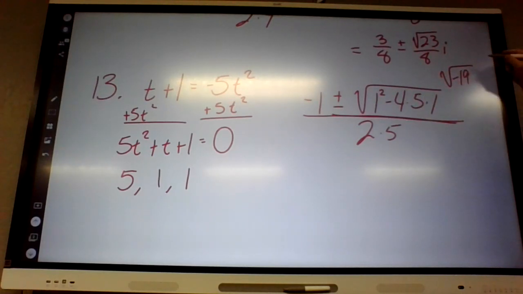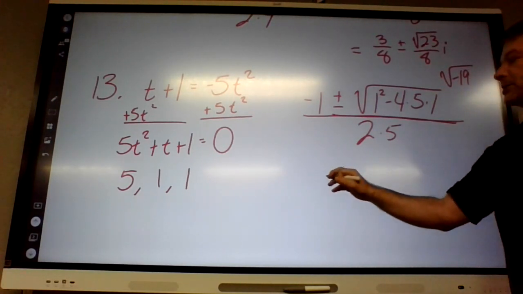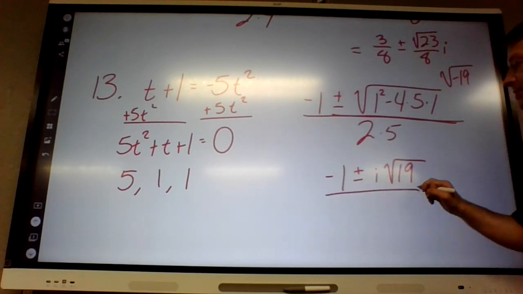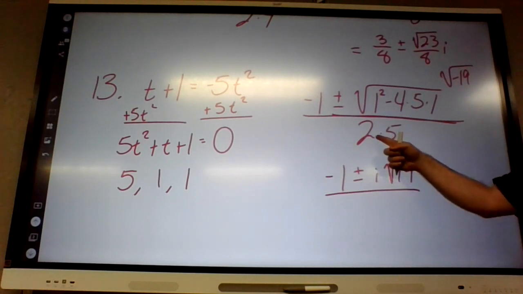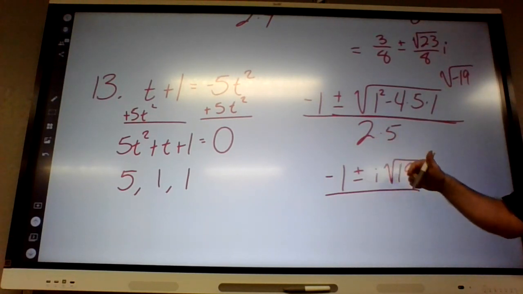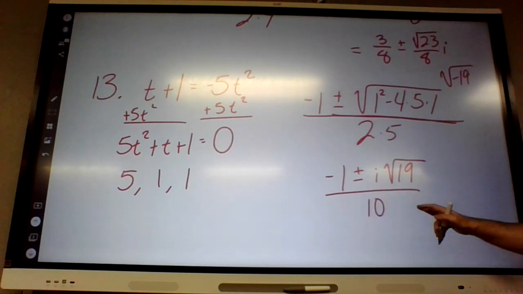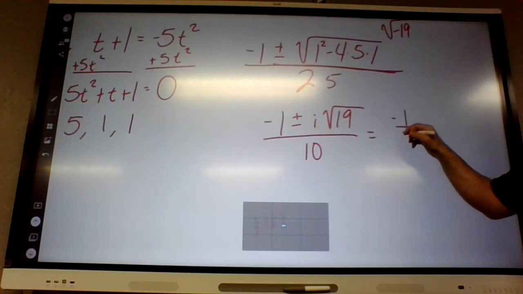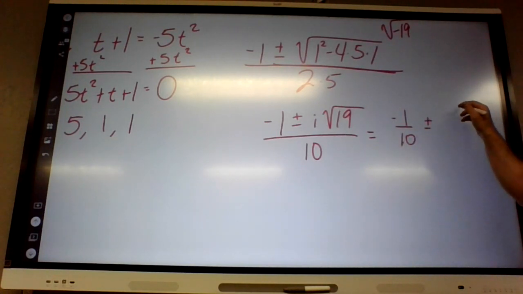So that's not gonna work in most calculators. But all I have to do is change it to, square root of 19 doesn't simplify as it's prime. But I'm just gonna change that to i square root of 19. And that's pretty much the answer though. I mean, once you get it, there's not a lot to do. Okay, however, 10 is on the bottom, but what did I say about that? If it's imaginary, I want you to split it up. So this is negative 1 over 10 plus or minus i square root of 19 over 10.